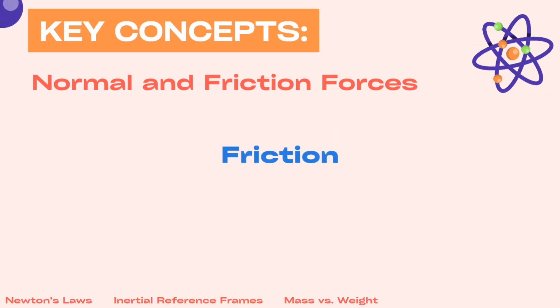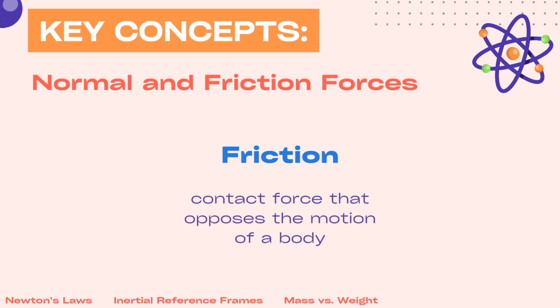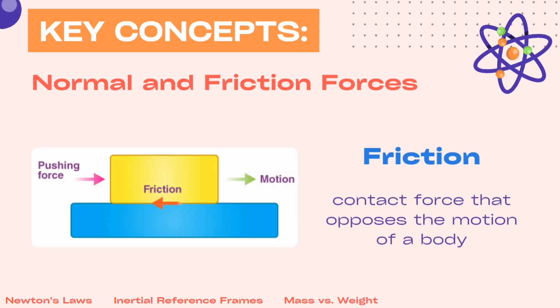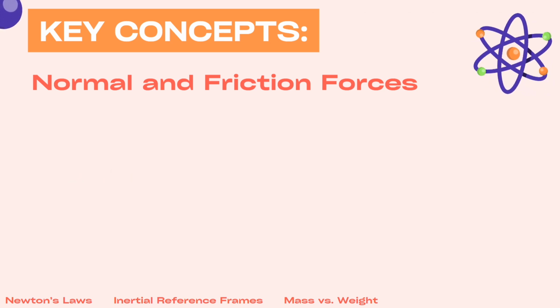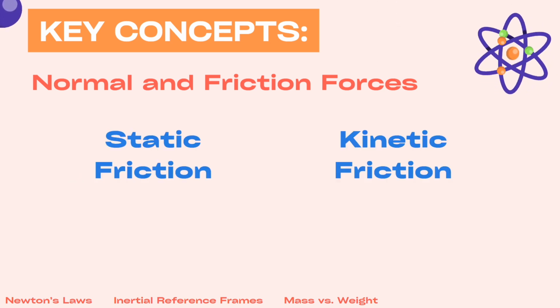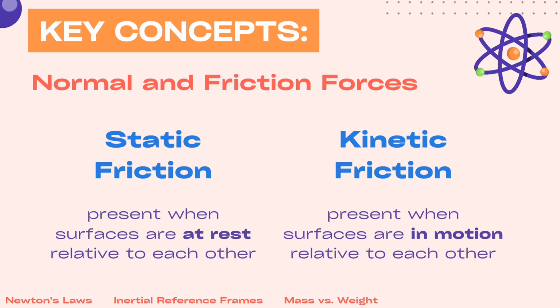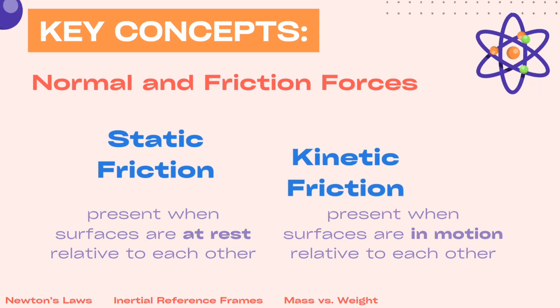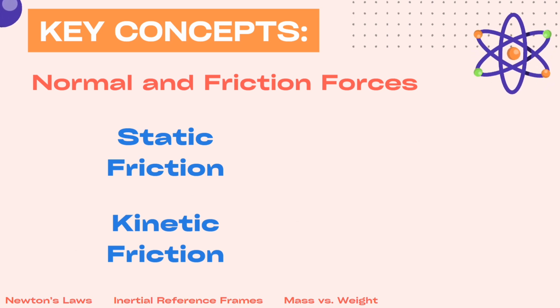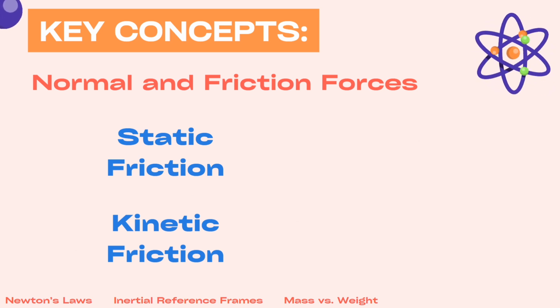How about friction? This is also a contact force, but it is one that opposes the motion of a body. There are two types of friction, static and kinetic friction. These respectively arise when surfaces are at rest or in motion relative to each other. Friction forces are proportional to the normal force, which should make sense since the normal force measures how hard the surface pushes on an object.